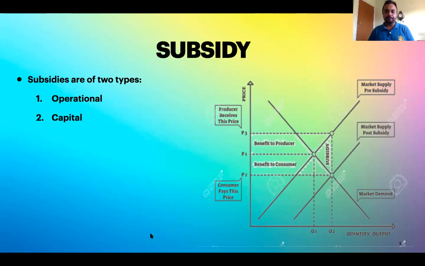Now, if you see this particular figure, you will observe that from point P2 to point P3, this particular area is the subsidy. This particular line is the subsidy provided. This particular line is the market demand. And there are two other lines, which are the market supply pre-subsidy and the market supply post-subsidy. I hope you are already well aware of demand and supply.